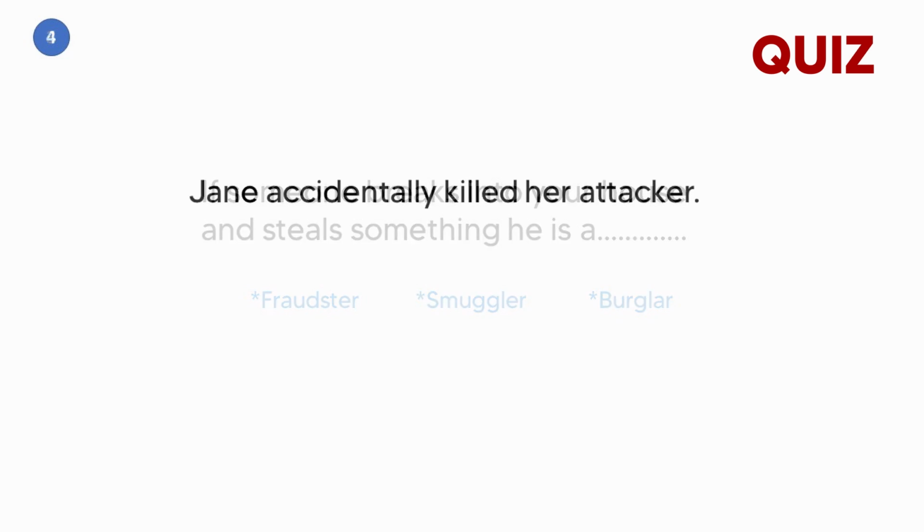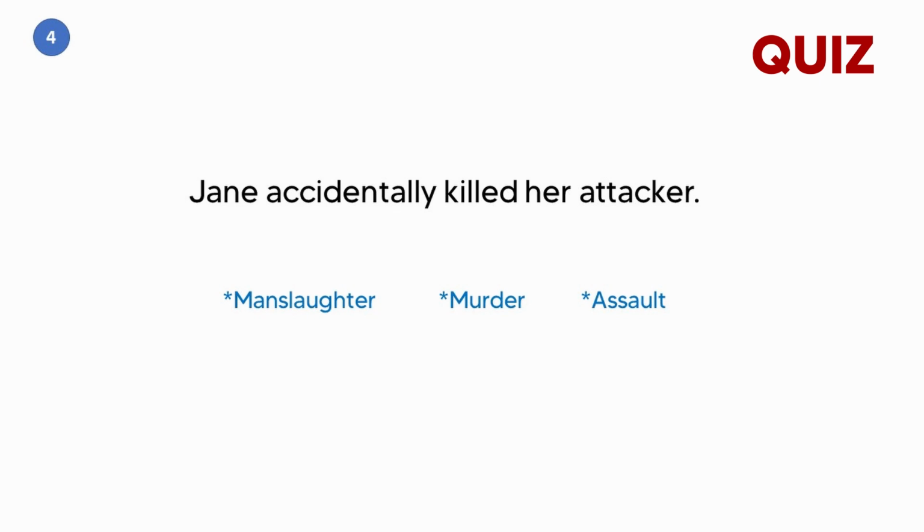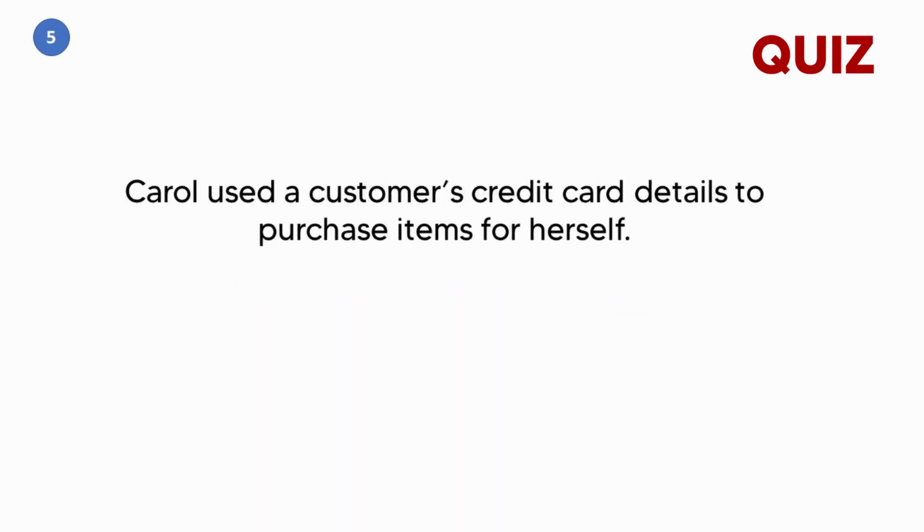Okay, number 4. Jane accidentally killed her attacker. Is this crime manslaughter, murder, or assault? And number 5, Carol used a customer's credit card to purchase items for herself. Is this fraud, hijacking, or bribery?